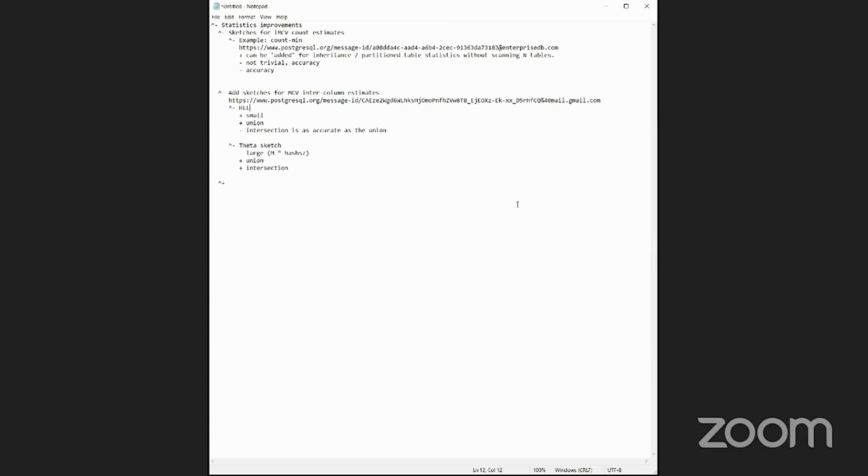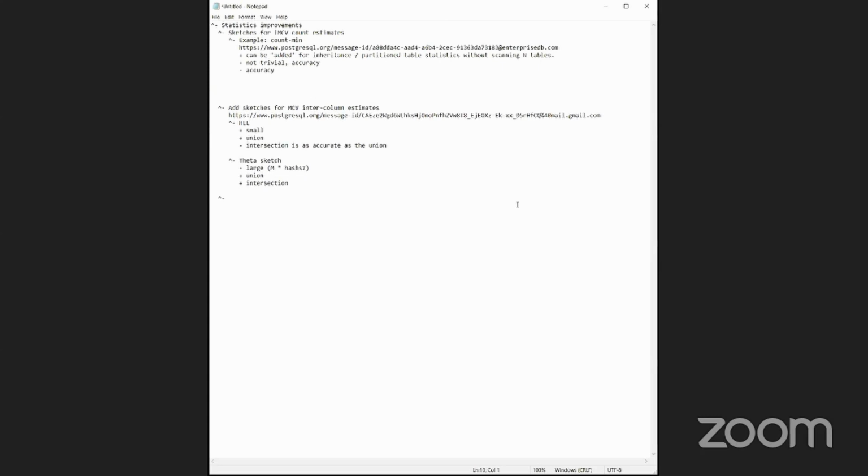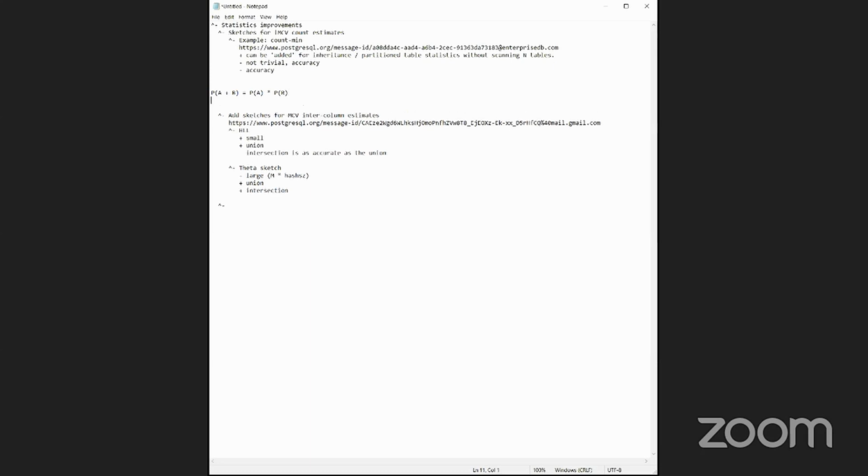So that the default estimate of A plus B is not just BA times BB, but the actual correlation of these two values, due to the combined locality information that is embedded into the HyperLogLog sketch.